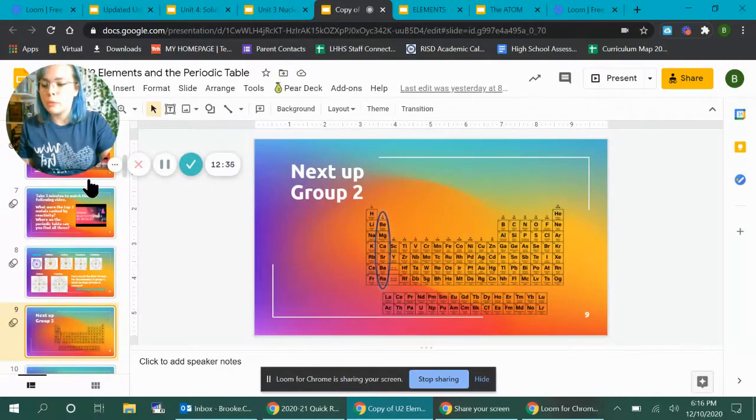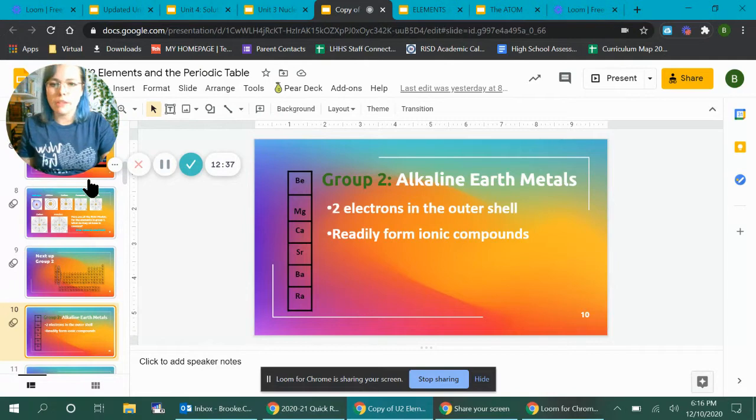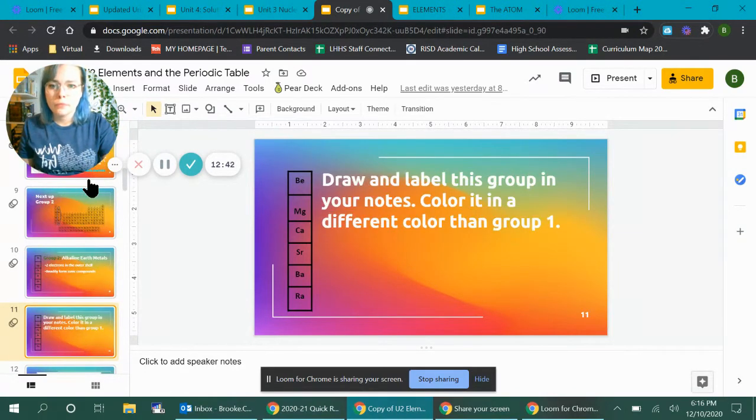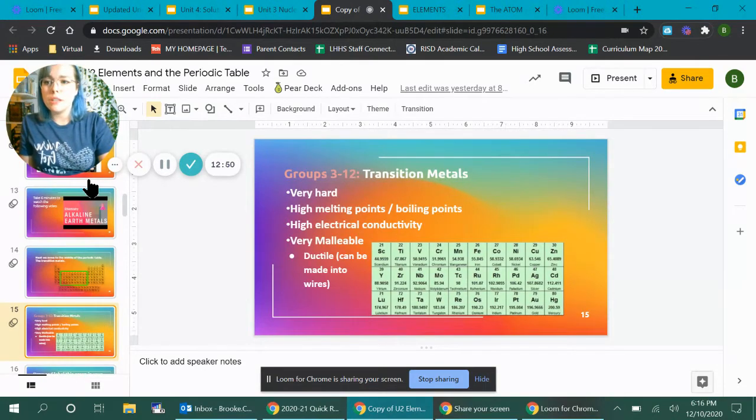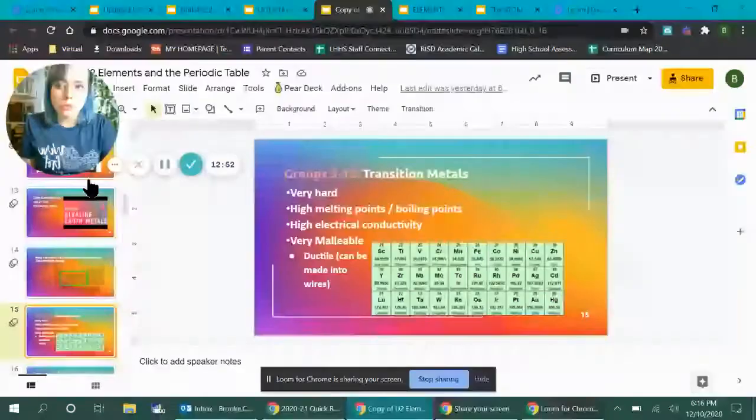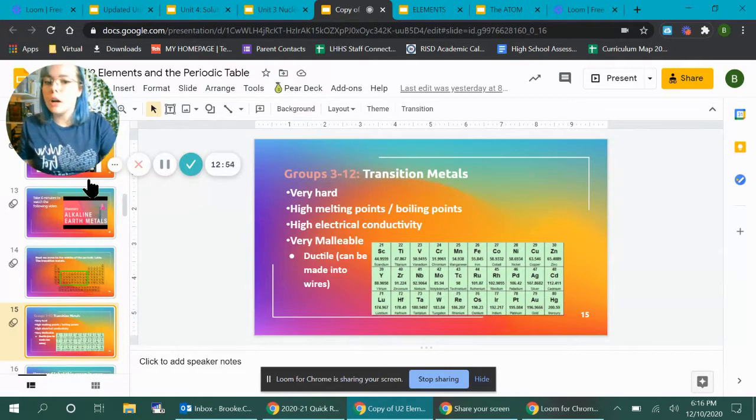Okay, group 2, alkali earth metals. They form ionic compounds really easily, and they have 2 valence electrons. In the middle, groups 3 through 12 are the transition metals. They have pretty much the properties of metals that I was talking about earlier. So pretty hard. They're malleable, they're ductile, they conduct well.